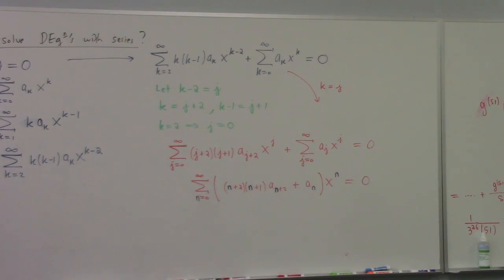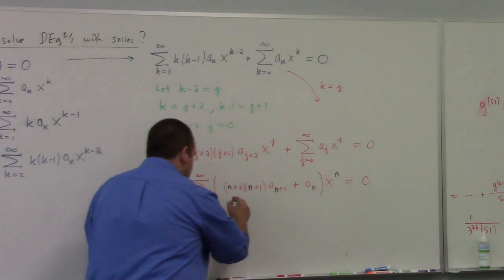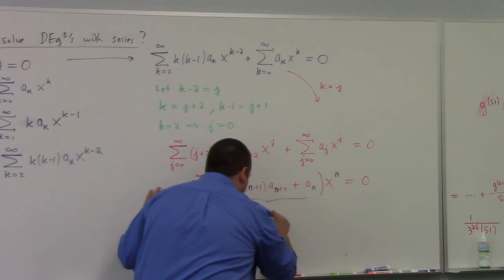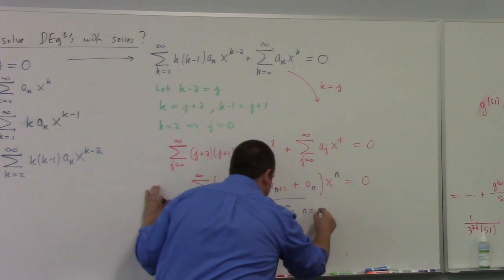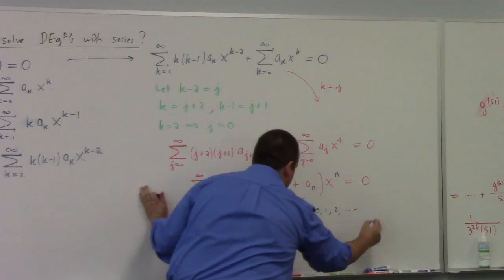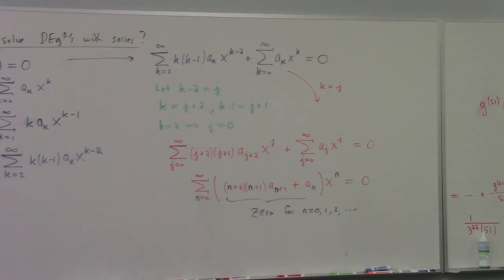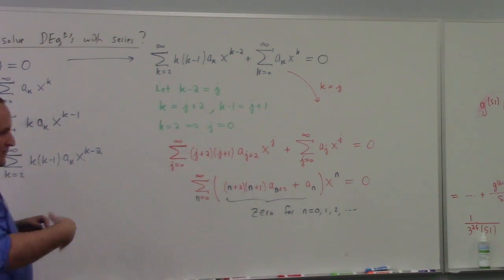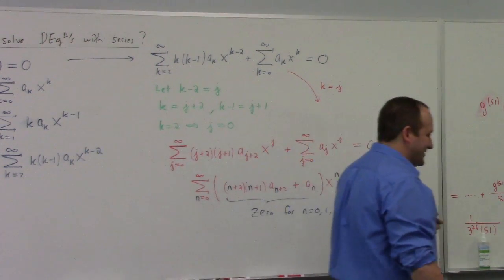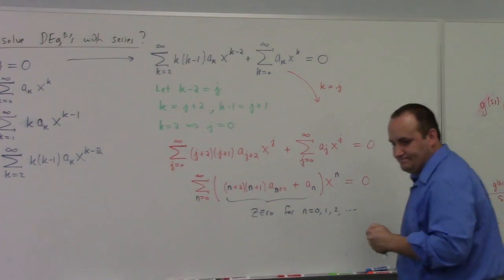Okay, so what does this mean? This means that this has to be 0 for n equals 0, 1, 2, and so forth. So this actually gives us a recursive relation between the nth and the n plus 2th. It gives us a recursive relation between the coefficients, all right? So let's look at that.